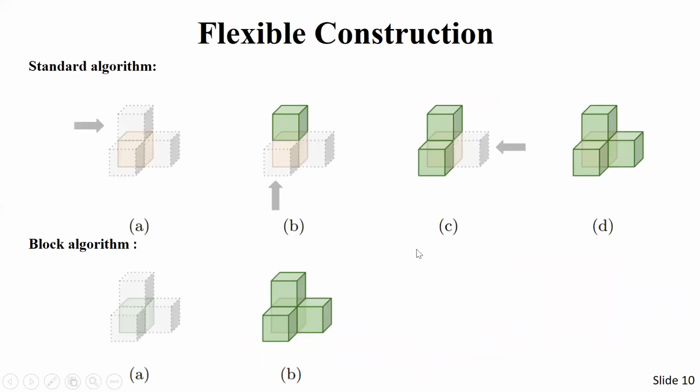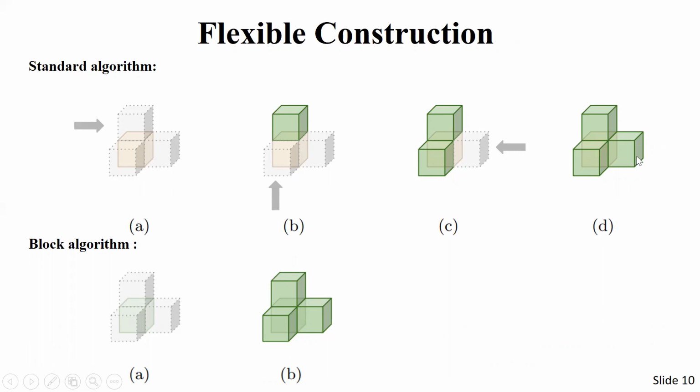The third one is flexible construction. In the standard algorithm, the builder can only assemble the structure by its behavior rules. So the users have to take the burden of designing different behavior rules for the builder, and also make sure that the rules have no conflict with each other.